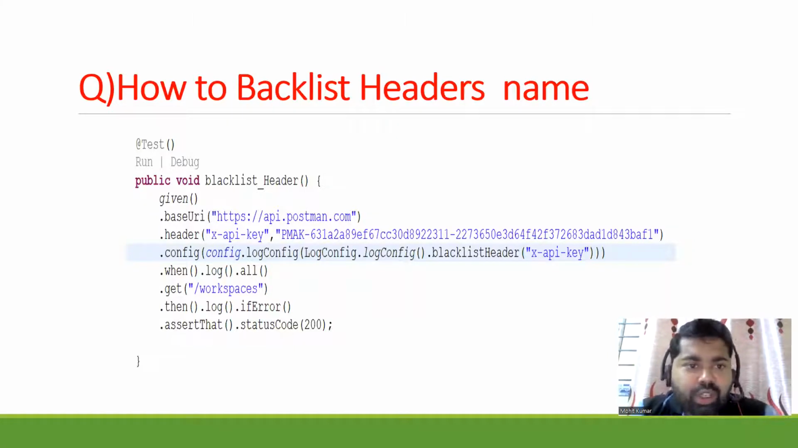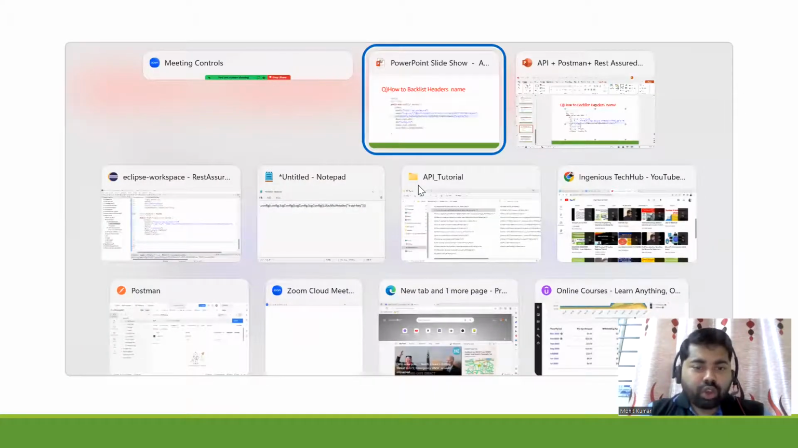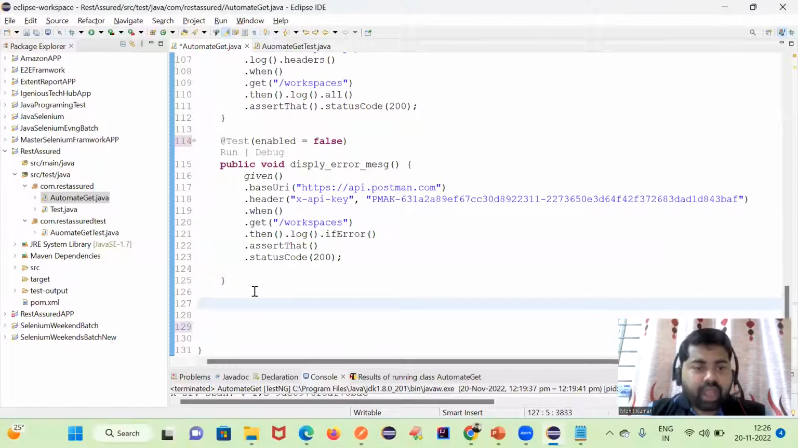So in this session, we are going to discuss how to blacklist header names. Blacklisting a header name means you should not display the header value, because in the header we have some security-level information, so it should not be displayed in front of users, right? So let me show you how to blacklist the header name.